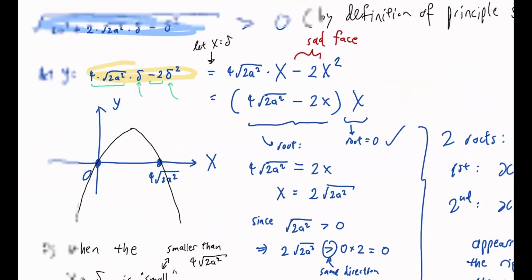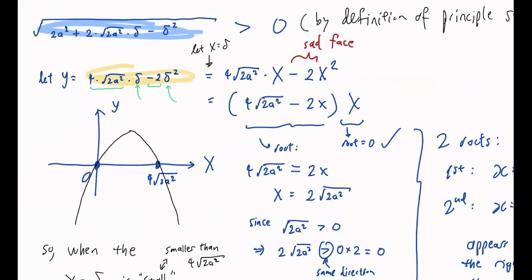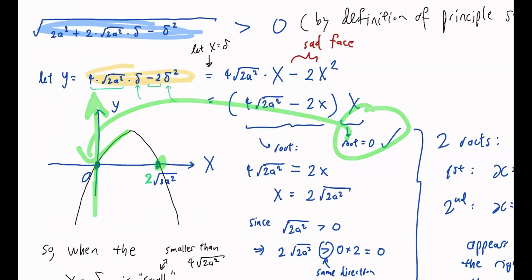Oh, I just realized I made a mistake. This should be a 2. Sorry. Let me change this to a 2. 2 root 2a squared must be on the positive part of the x-axis, and the other root, 0, must be at the origin itself.